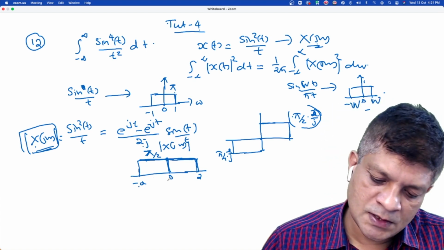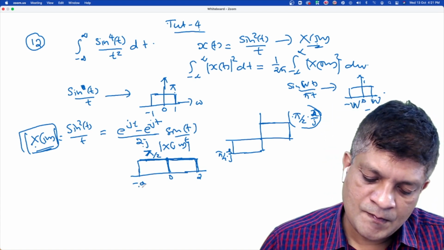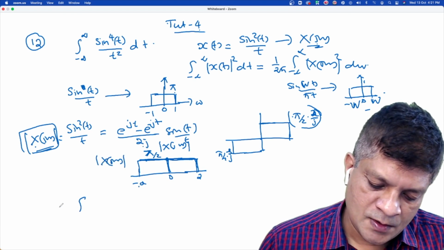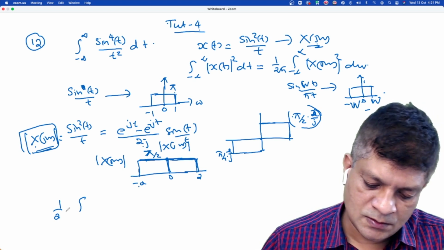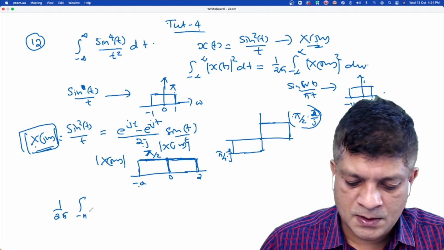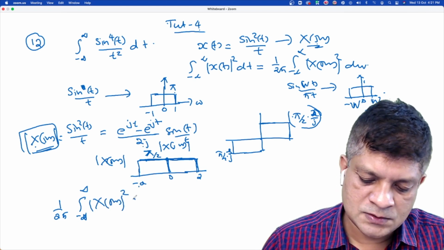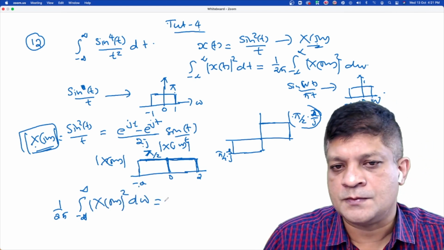Now tell me, what is the answer? This is the magnitude of x of j omega. Now Parseval's theorem says that this is equal to 1 upon 2 pi, integral from minus infinity to infinity of magnitude of x of j omega squared d omega, isn't it? What is that?